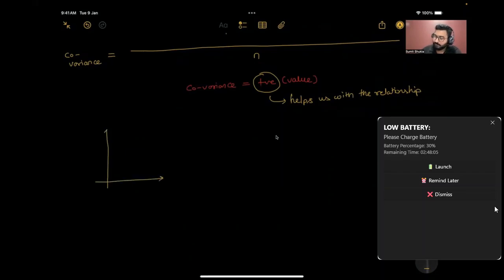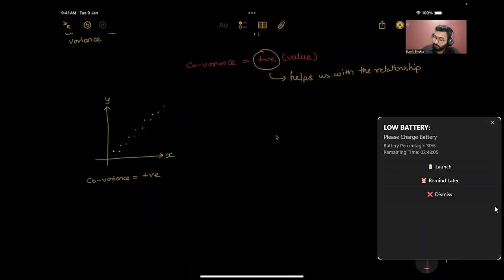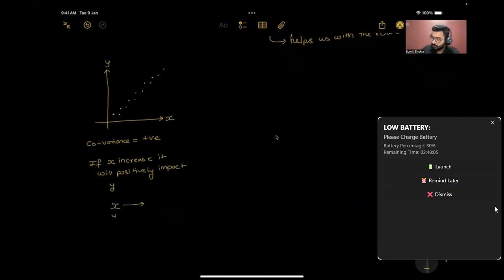Now, let's draw more cases. So if the case is this, then your covariance is going to be positive. Positive means there is a positive relationship between x and y. So if x increases, it will positively impact y. So x increases, y will increase. If x increases, y will also increase. If x decreases, y will also decrease. So their movement is on the same side.